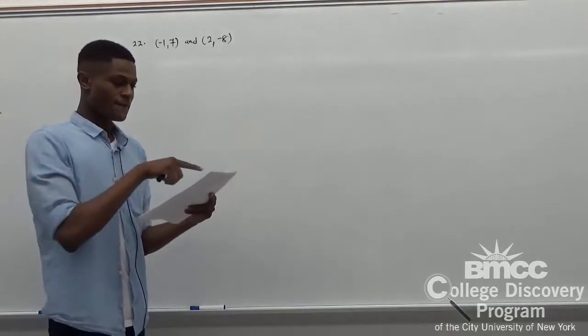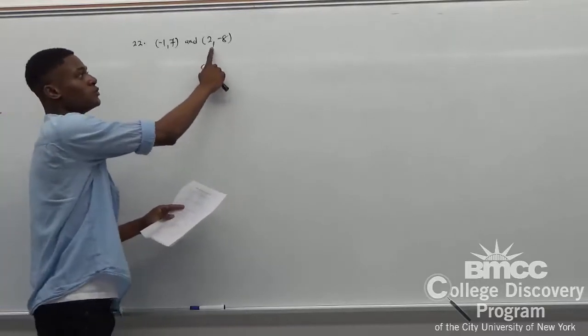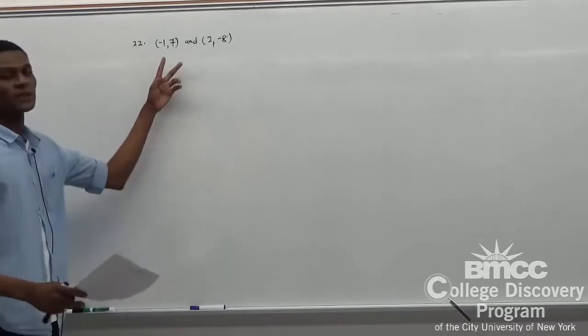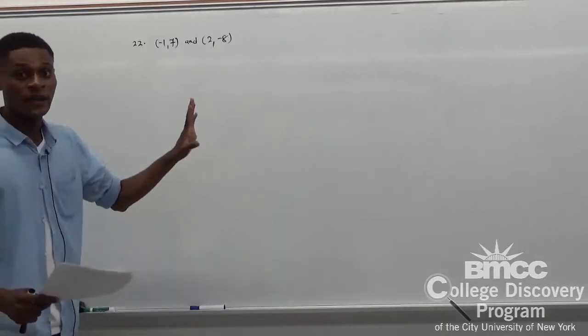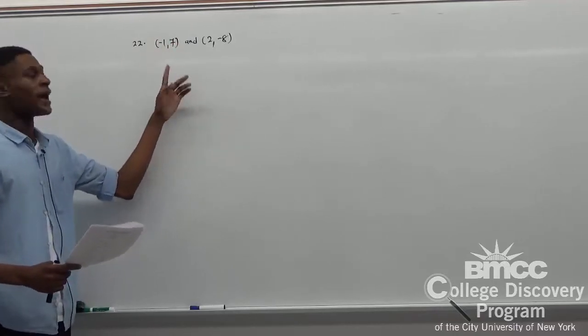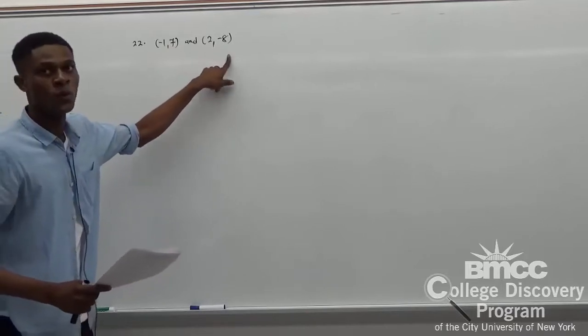Today we're gonna find the equation of a line passing through the points (-1, 7) and (2, -8). So first of all, when you see something like this, the very first thing you've got to do is label each point as x1, y1, x2, y2.